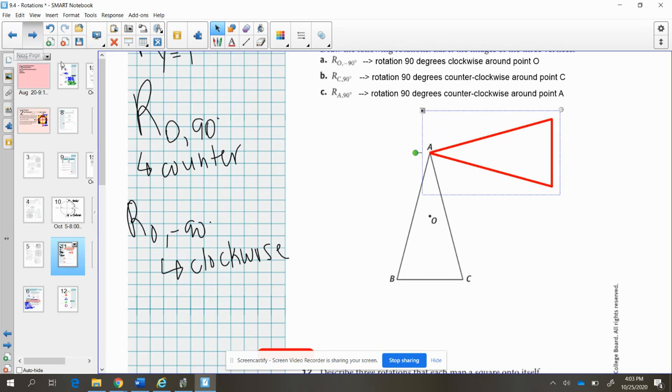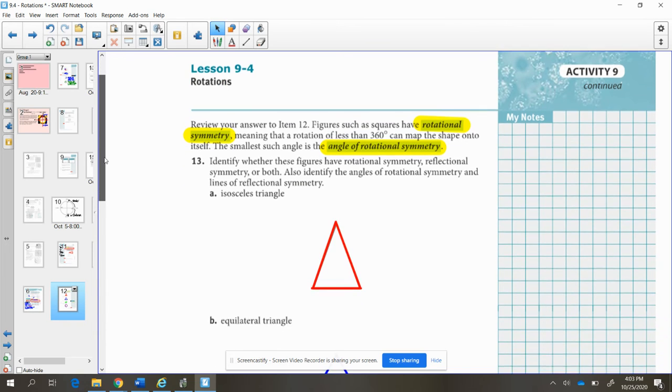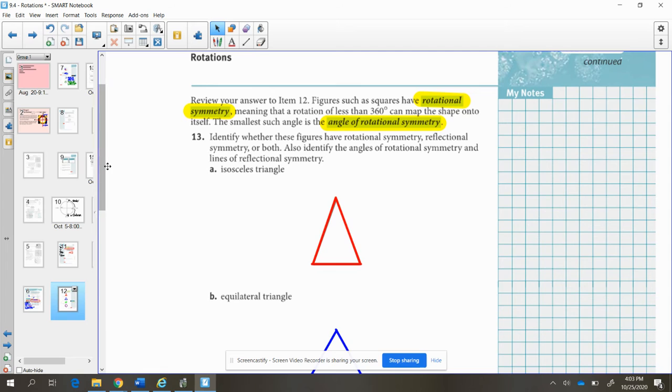Now, just like we had reflectional symmetry, we also have rotational symmetry and the angle of rotation. Now, again, a total rotation is 360 degrees. So if you rotate all the way around, that's 360 degrees total. So if you look here, for instance, 360 would bring this back to the beginning.